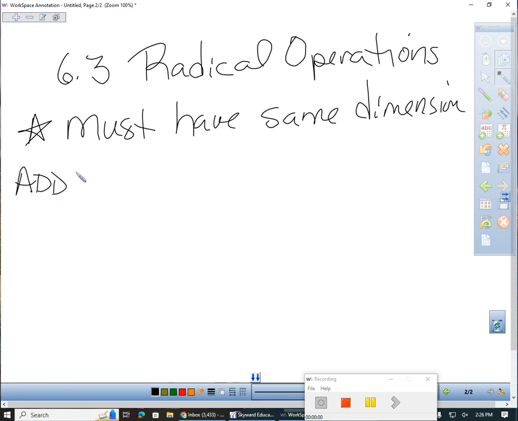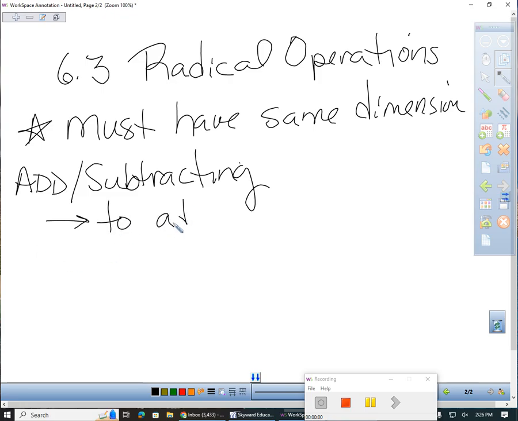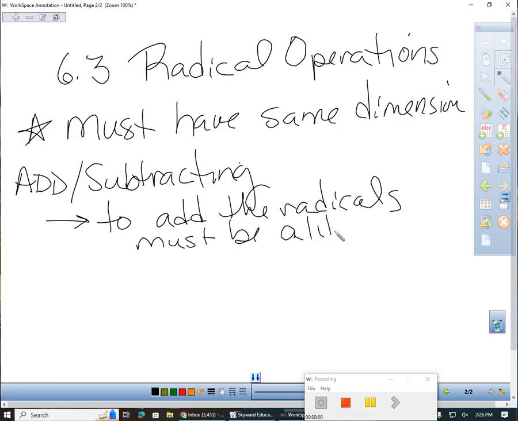We're going to first start by adding and subtracting. In order to add and subtract radicals, the radicals must be alike. Once they are alike, we can add coefficients. What do you mean by alike?